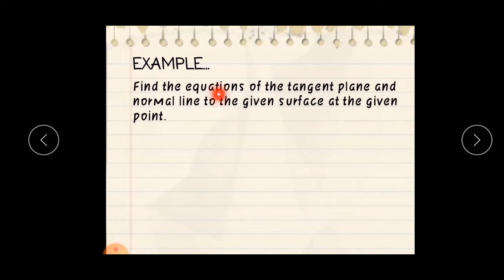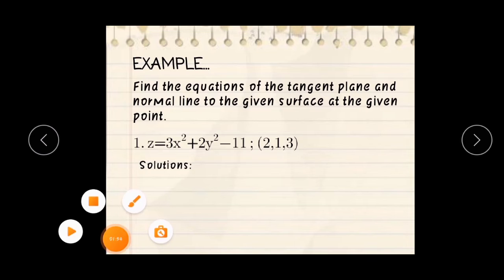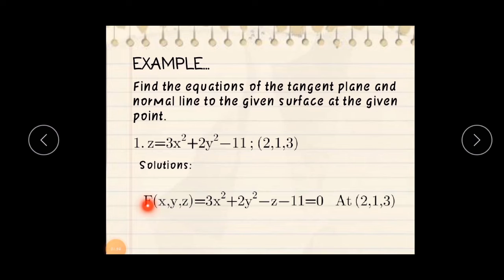In the example, find the equations of the tangent plane and normal line to the given surface at the given point. Number 1, the given surface is z equals 3x squared plus 2y squared minus 11, and our given point is (2, 1, 3). So we have a solution. First, we need to put f of x, y, z equals 3x squared plus 2y squared minus z minus 11 equals 0 at the point (2, 1, 3).